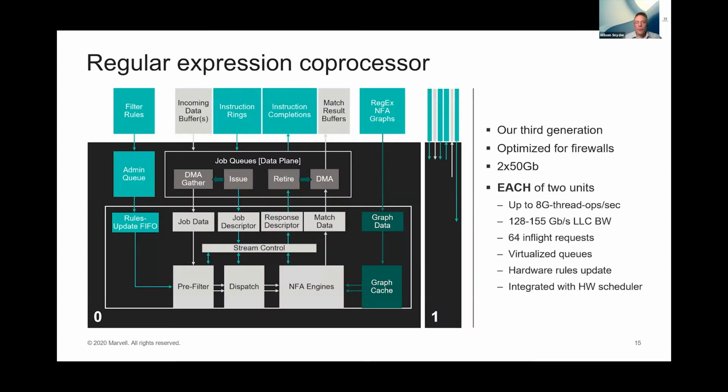This is our 3rd generation of chips that has a regular expression coprocessor in it. We've redone much of the hardware and worked with a number of our customers to improve this hardware. There are 2 units. Each of them can handle a 50 gigabit stream of data, and it can match this against potentially millions of rules. The typical use of this is for firewall acceleration.